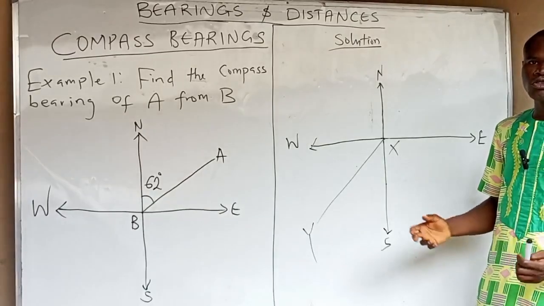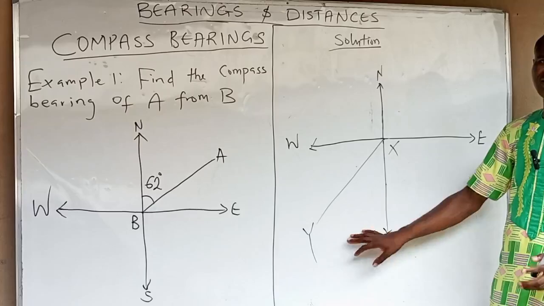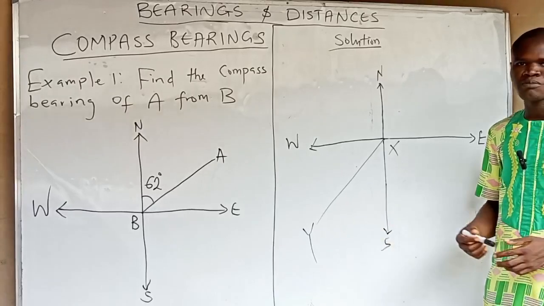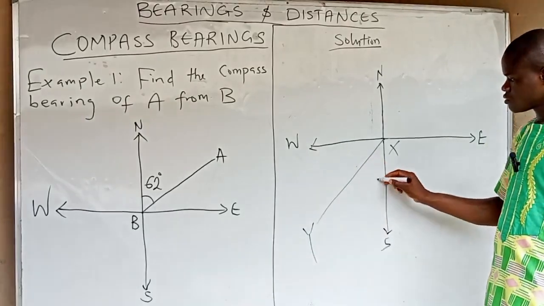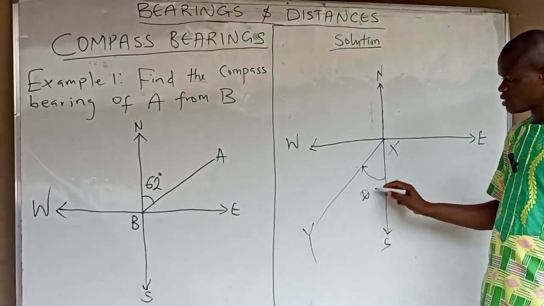And when the point of interest is in the southwest direction, our compass bearing must begin from the south towards the west. So this is our theta.